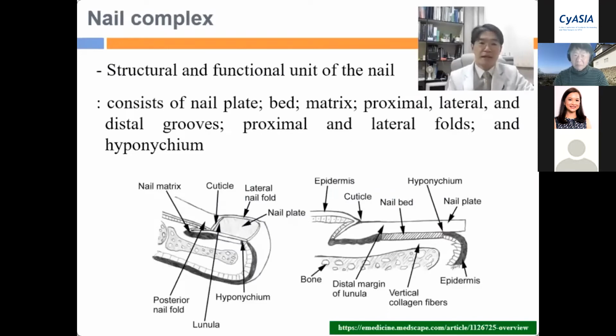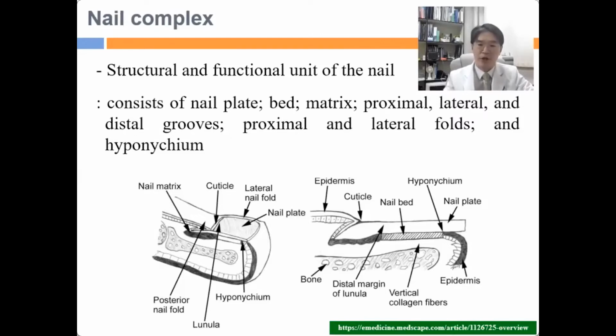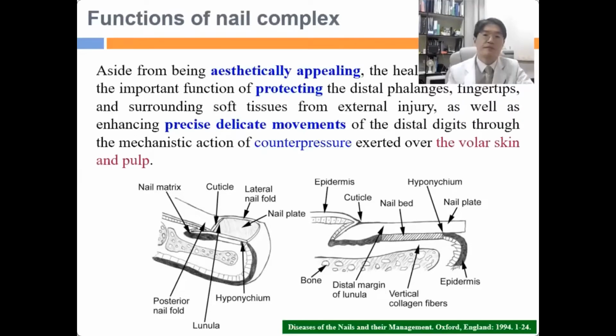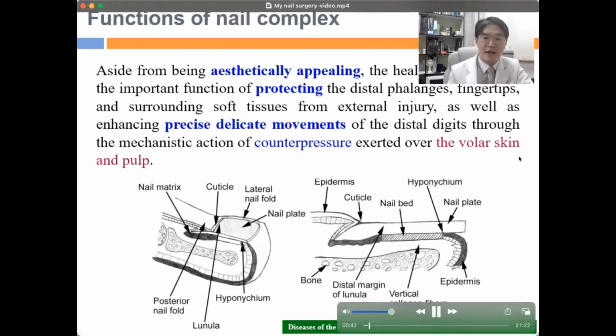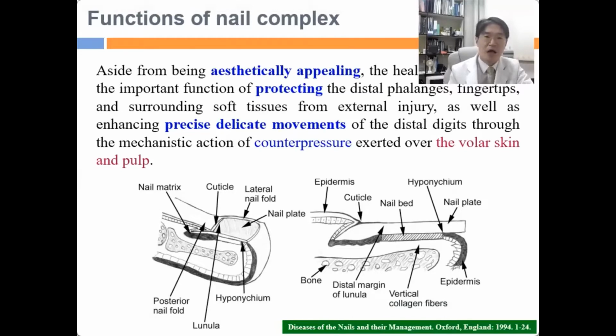The nail complex consists of the nail plate, nail bed, nail matrix, proximal, lateral, and distal folds, and hyponychium. Functions of the nail complex are aesthetic appeal, protection, and precise, delicate movement through the mechanistic action of counter pressure exerted over the volar skin and pulp.